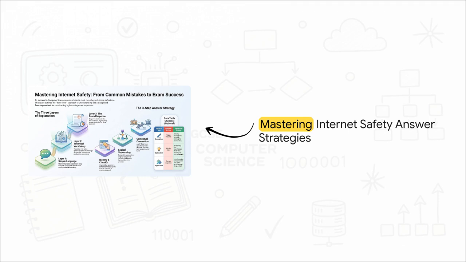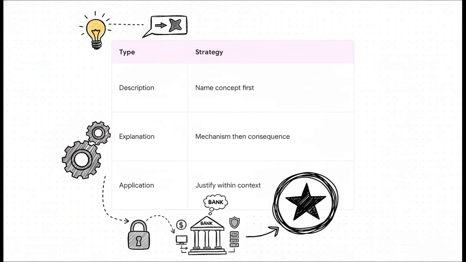Consider this table your ultimate cheat sheet. The strategy completely changes depending on the question's command word. If it asks for a description, your winning strategy is to clearly name the concept or device first. If it asks for an explanation, you've got to explain the mechanism step by step first and then state the consequence. But listen closely. Here is the golden rule for application questions: contextual connection. If the exam scenario is about a bank's internet security and your answer talks generally about users, you are going to lose marks. You must specifically talk about customers, financial data, or bank servers. Apply it to the given environment.